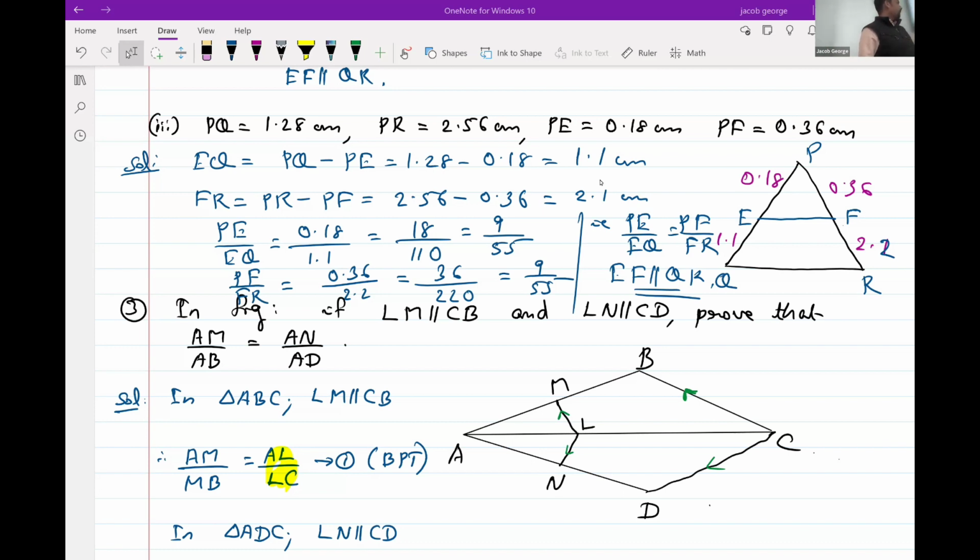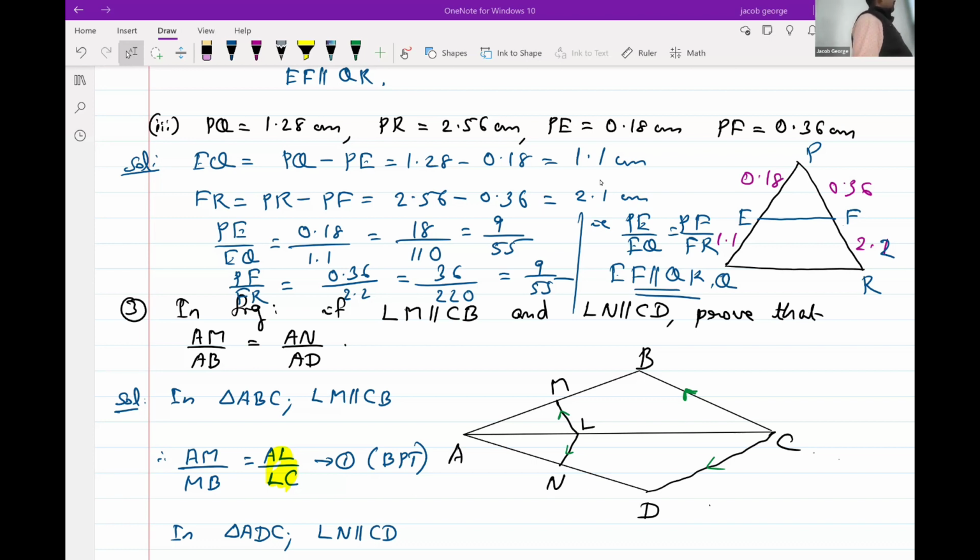Since LM is parallel to CB, you can start writing. By BPT, we get AM by MB is equal to AL by LC. AM by MB is equal to AL by LC. Is it clear, that first part? Yes.